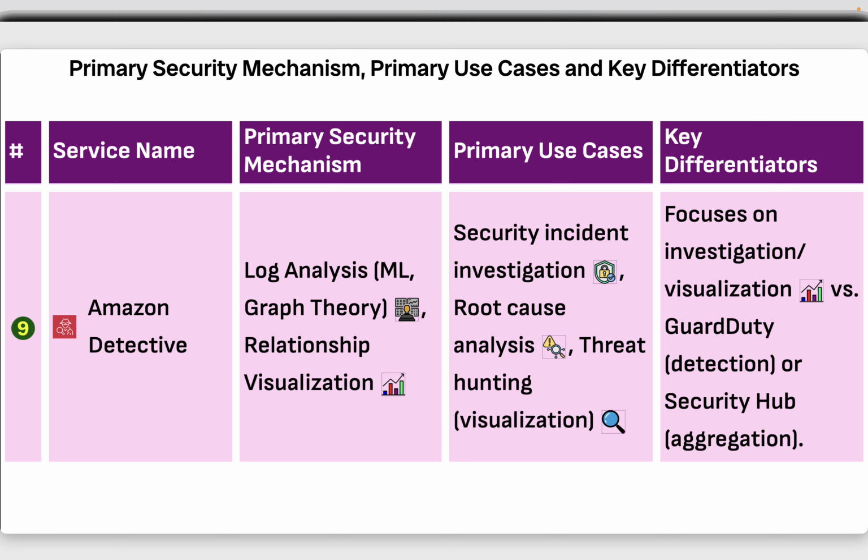Next, we have Amazon Detective. Primary security mechanism is log analysis through machine learning and graph theory. Relationship visualization. Primary use cases are security incident investigation, root cause analysis, threat hunting, visualization. Key differentiators are it focuses on investigation/visualization when compared to GuardDuty, which is for detection, or when compared to Security Hub, which is for aggregation.